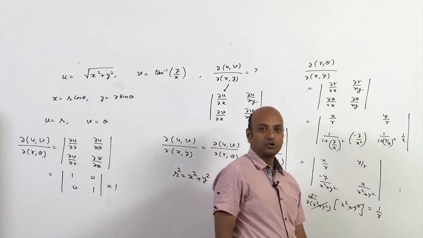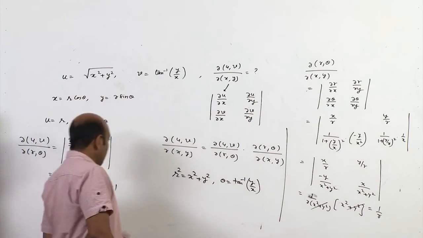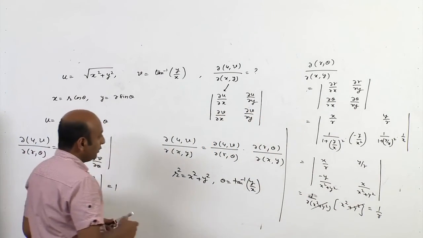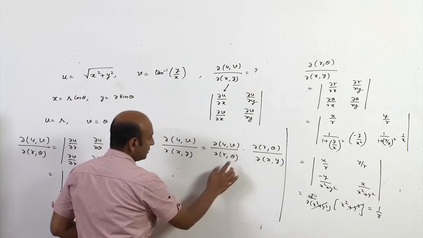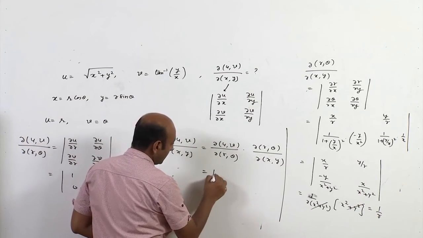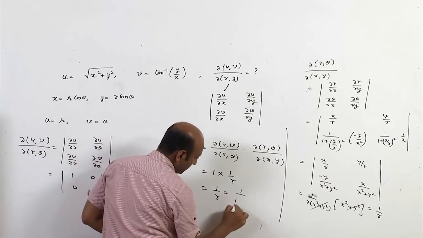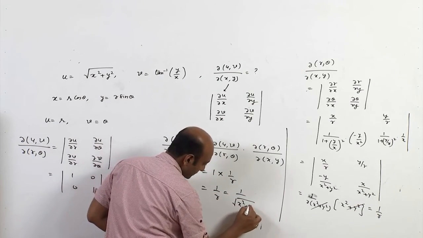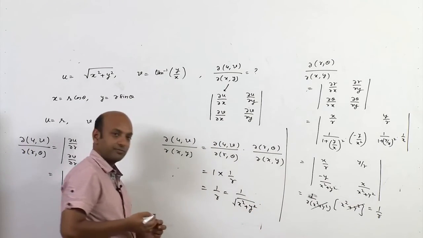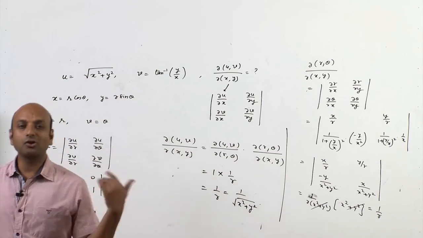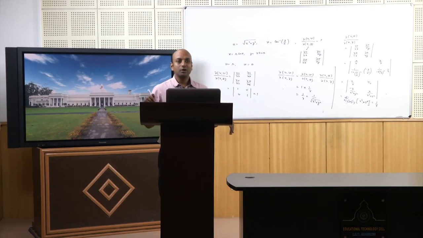We can use it directly also. Now, what will be this expression? It is 1 by r, and r is the square root of x square plus y square. So, we can solve such problems using chain rule also.